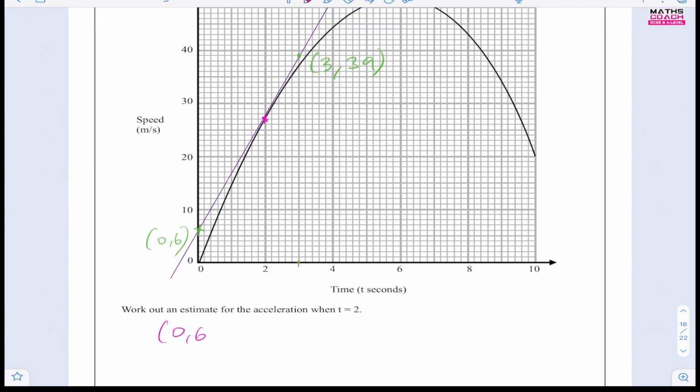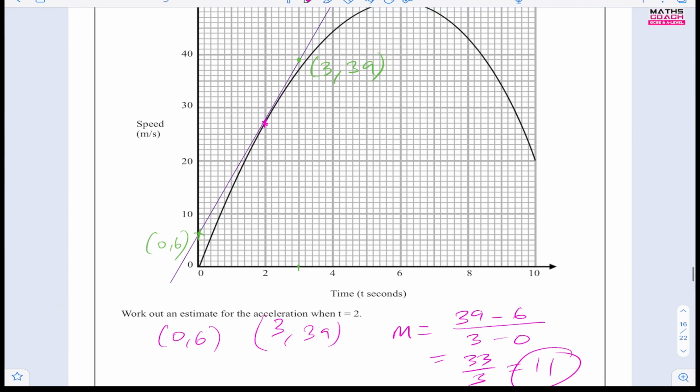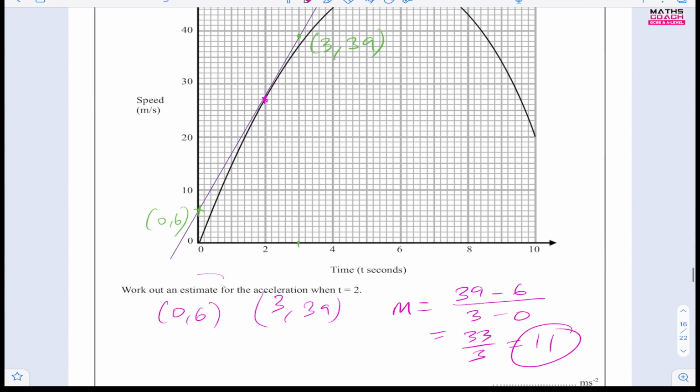So we have 0, 6 and 3, 39, and therefore the gradient would be 39 minus 6 over 3 minus 0, which works out 39 minus 6 is 33 over 3, and that gives us 11. And your answer could be approximate to this, so if you've done this and you've gone a little bit different with your values for both these coordinates, that's completely all right. So if you get something like 10 point something, that's perfectly fine as well, because it does say an estimate, work out an estimate for the acceleration.